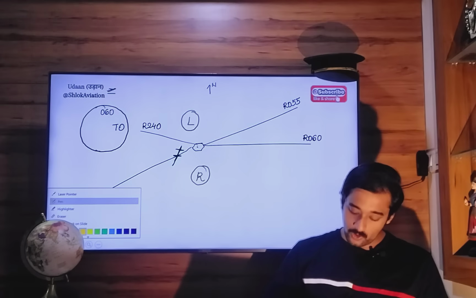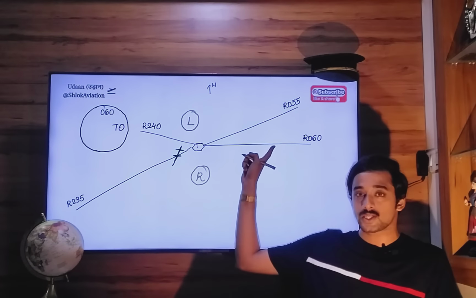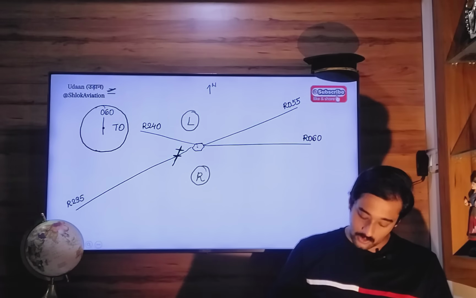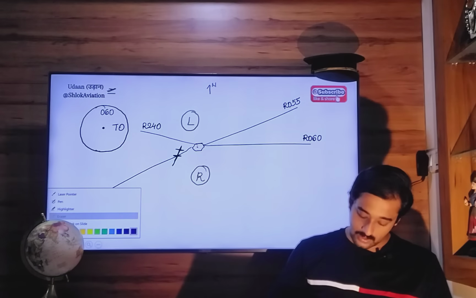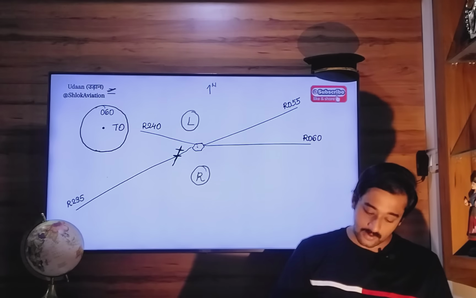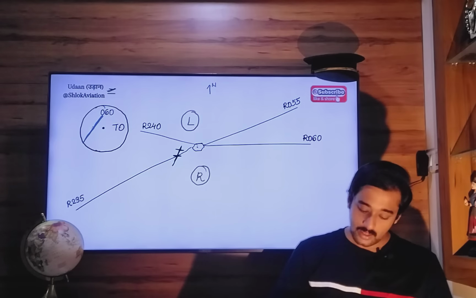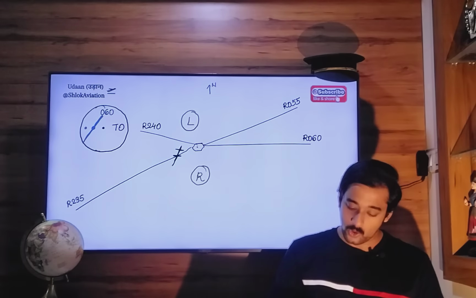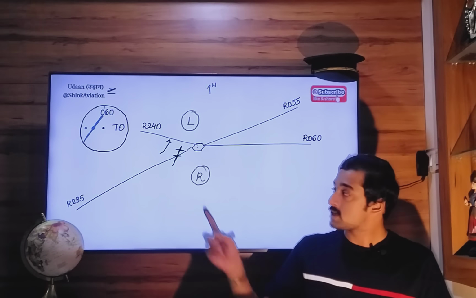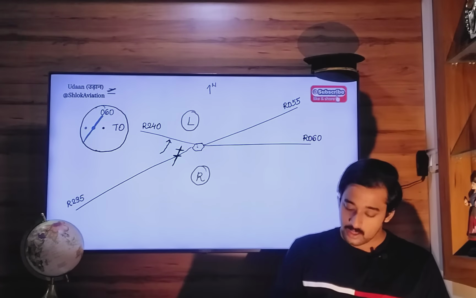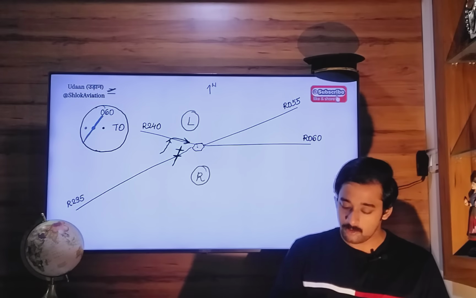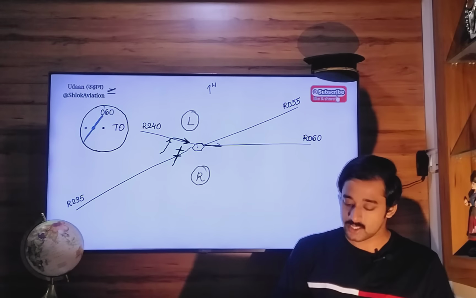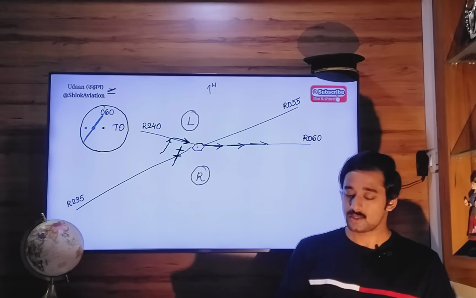Correct. So if you want to transition onto radial 060, your OBS indication will ask you to fly left hand side by some amount. It will ask you to go to the left hand side, intercept this radial 240, then fly this radial 240 inbound, overfly this VOR station, and then directly transition onto radial 060.